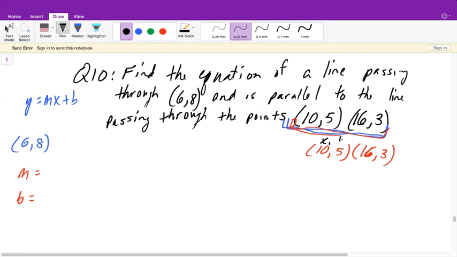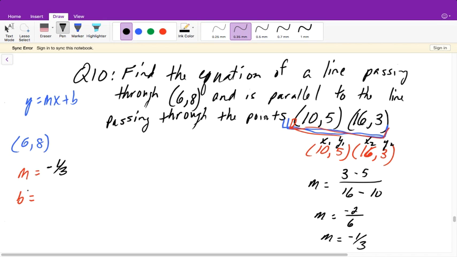So I will set this up, x1, y1, and x2, y2. So our slope is equal to 3 minus 5 over 16 minus 10. So our slope is equal to negative 2 over 6, which is equal to negative 1/3. So now I was able to solve for the slope of my equation because since they're parallel, they have to have the same slope. So then y is equal to negative 1/3 x plus b.